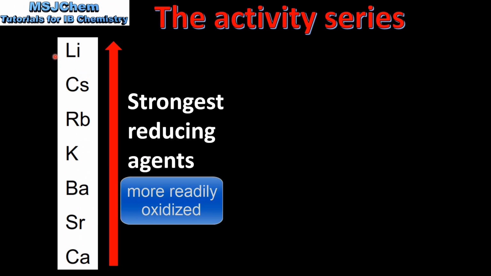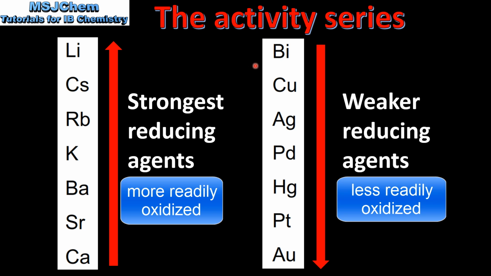Here we have the metals at the top of the activity series. The metals at the top are the strongest reducing agents. And here we have the metals at the bottom of the activity series. Metals at the bottom of the activity series are weaker reducing agents.